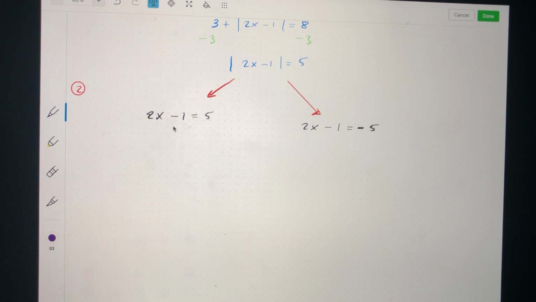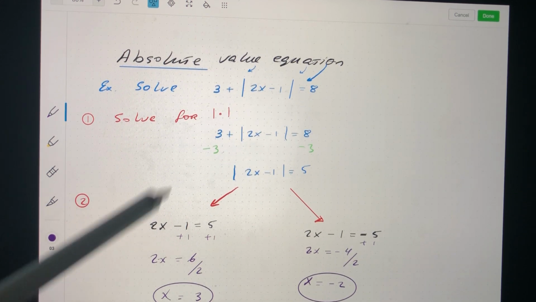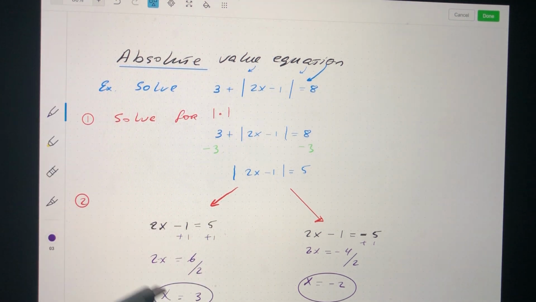So solving the first, add 1 to both sides, we get 2x is 6. To cancel multiplication, divide by 2, x is 3. For the second half, 2x, we add 1 to both sides, and that makes negative 4. To cancel multiplying by 2, we divide both sides by 2, and that makes negative 2. So negative 2 and 3 are the two solutions to our absolute value equation. So this question has these two solutions, and that's all there is to it.